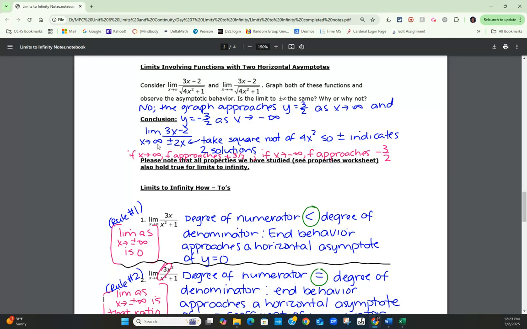If x is approaching negative infinity, we're going to use the minus 2x. And that's how we're getting two different limits for x approaching negative infinity and x approaching infinity.